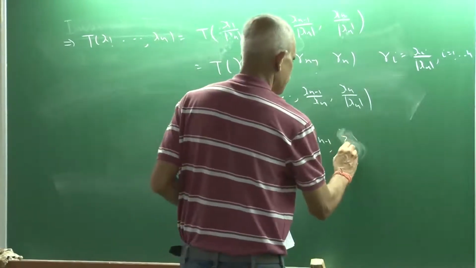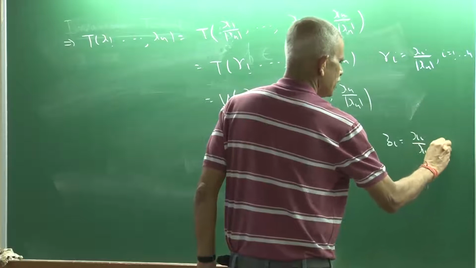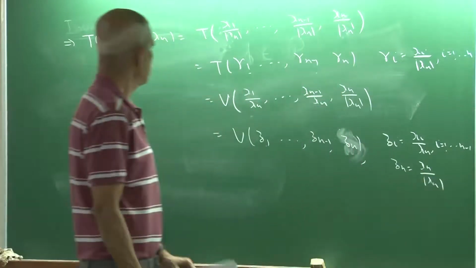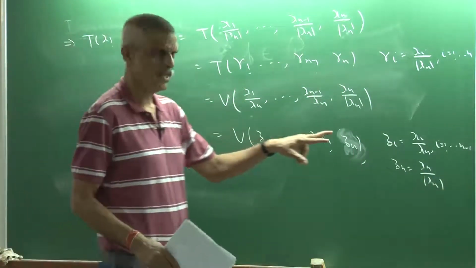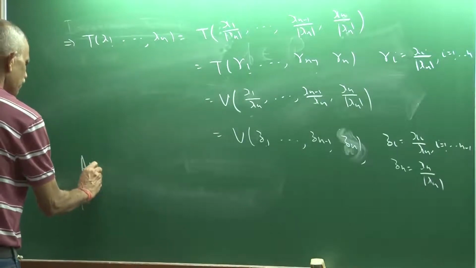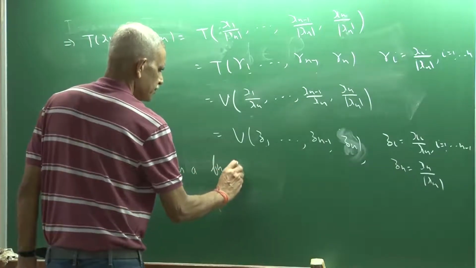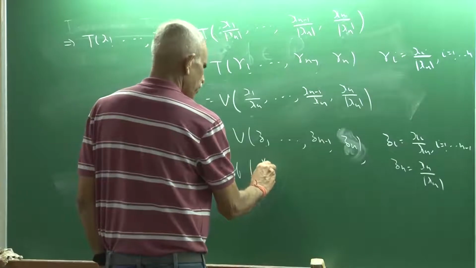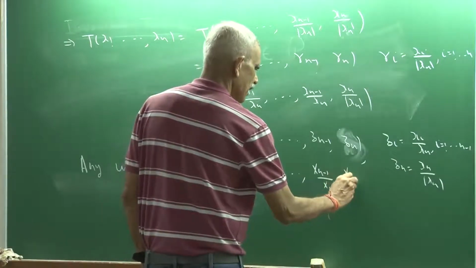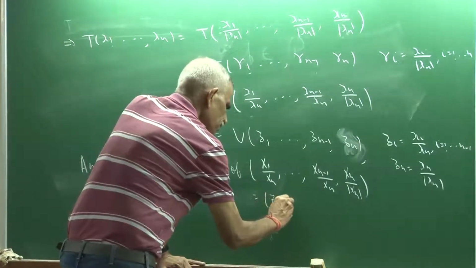z1, z2, zn minus 1, and zn, where zi is nothing but xi upon xn for i equal to 1 to n minus 1, and zn is nothing but xn upon mod xn. So any invariant statistic is a function of x1 upon xn, ..., xn minus 1 upon xn, and xn upon mod of xn, which you may call z1, z2, zn minus 1, zn.